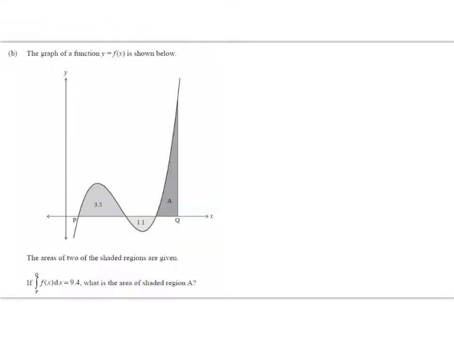Right, next question. Now this looks hard, but it's not, if you remember how integrals work. So we're given the graph of this function, and we're told that the area here is 3.5 and the area here is 1.1. And we're told that the integral of f of x, which is this line here, from p to q is calculated, we get 9.4. So, what can we say about area A?